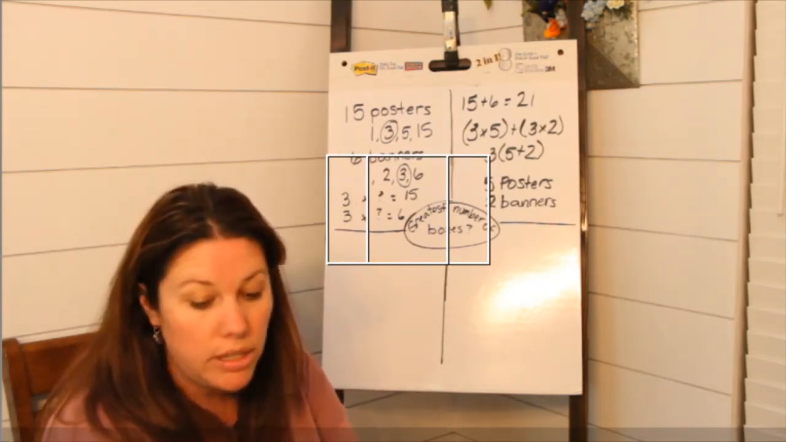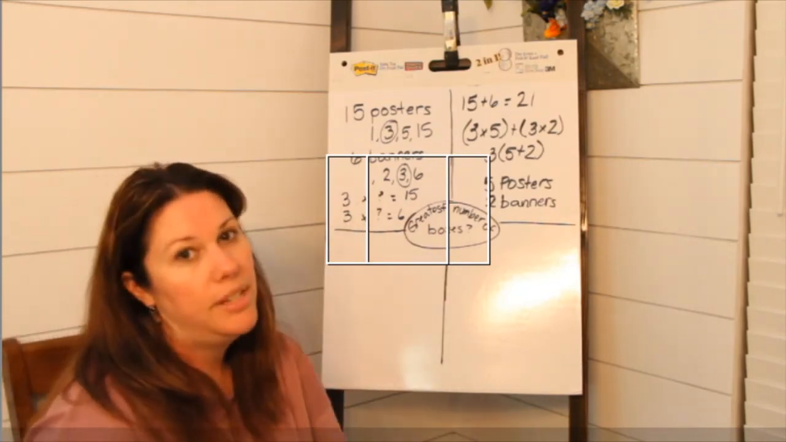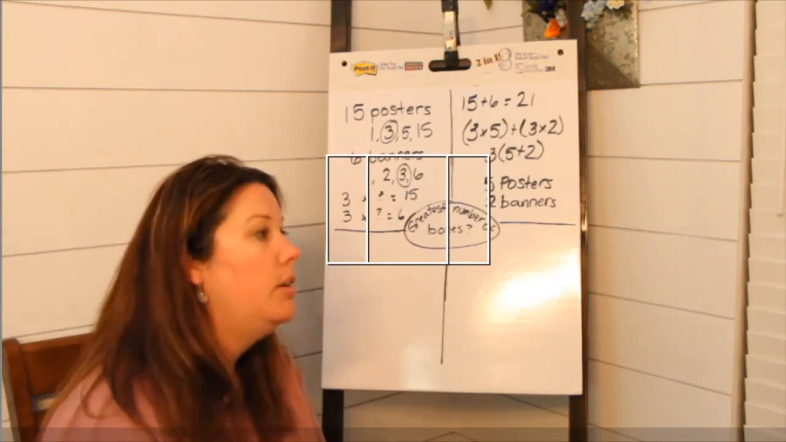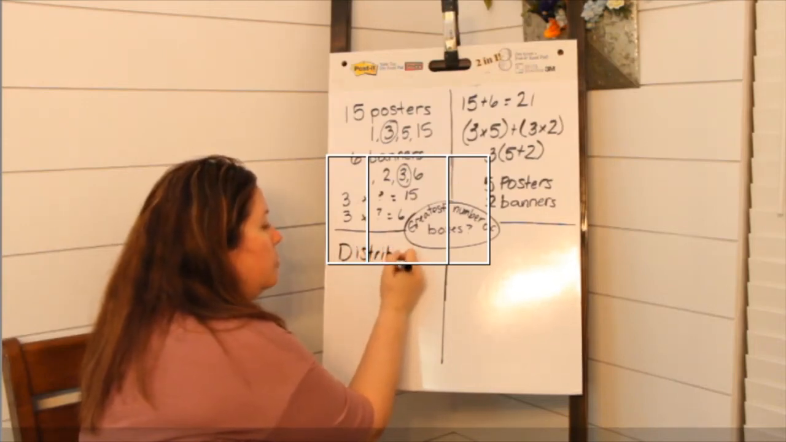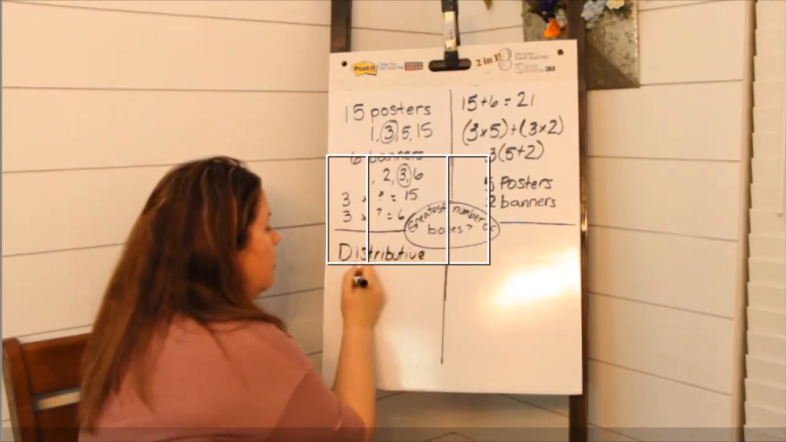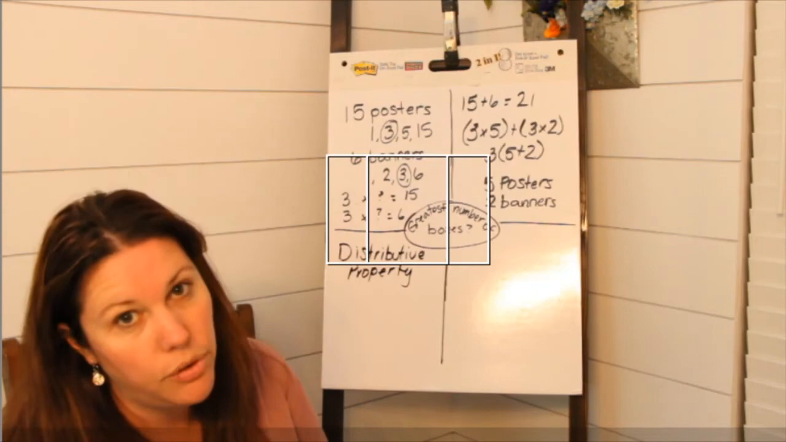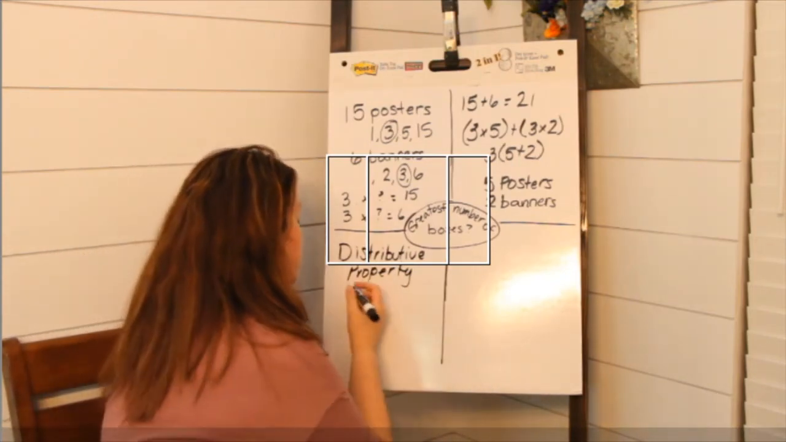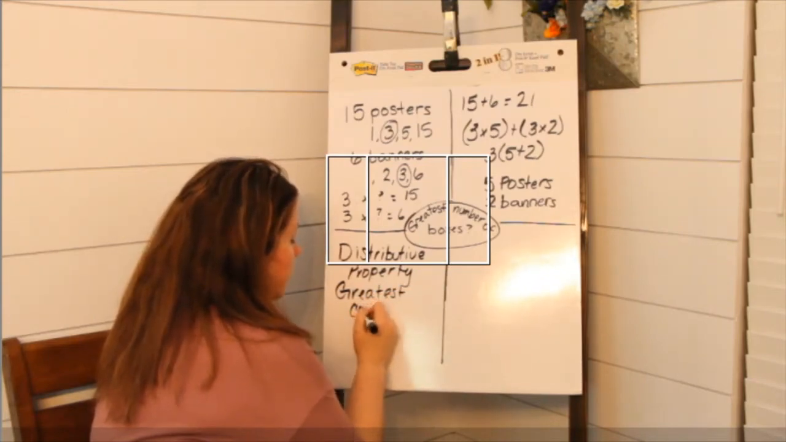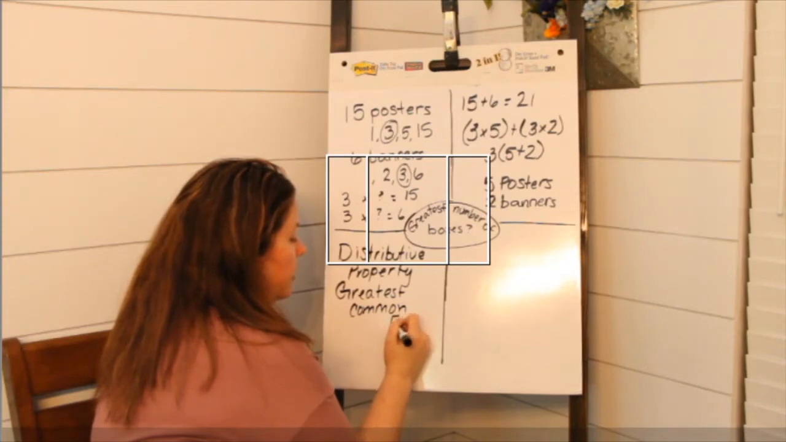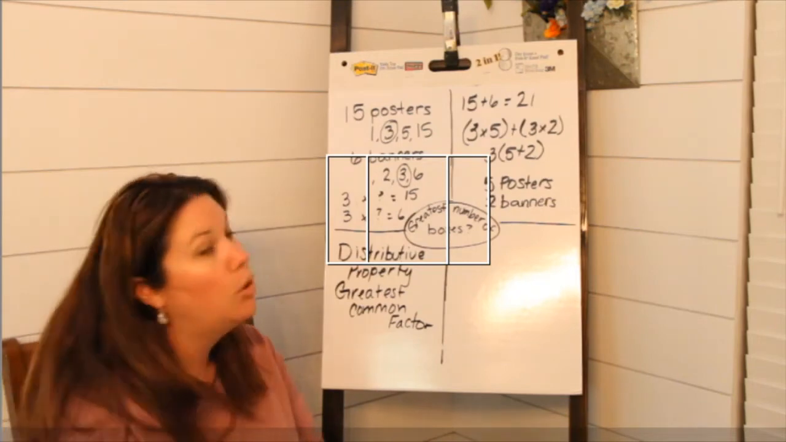Okay, so now let's talk about vocabulary words. So the vocabulary words that we use today, I'm going to say the number one that we just talked about, distributive property. So we'll add that here. Distributive property. Okay, and then we have greatest common factor, which we just talked about too. Greatest common factor. Okay, multiplication.